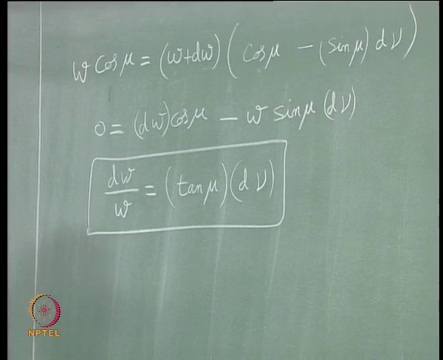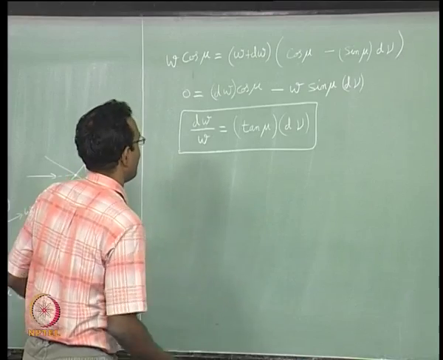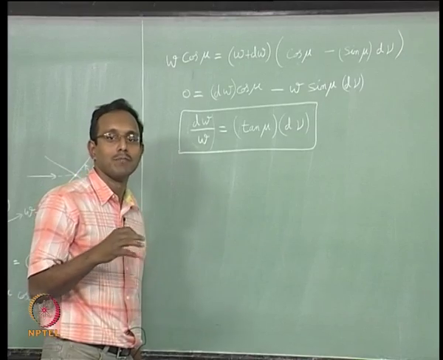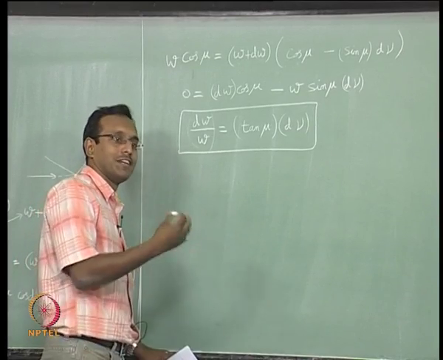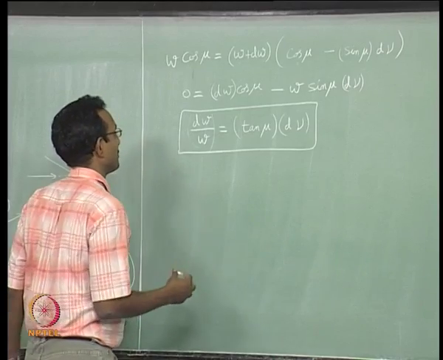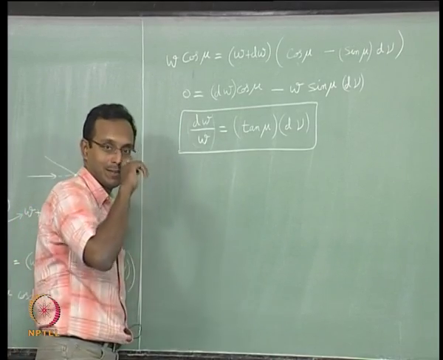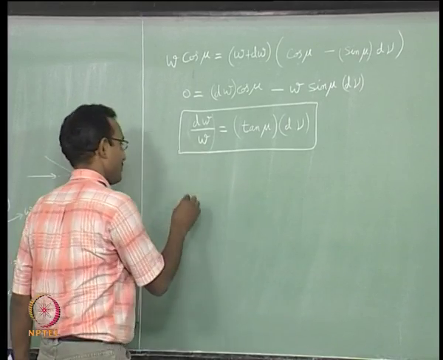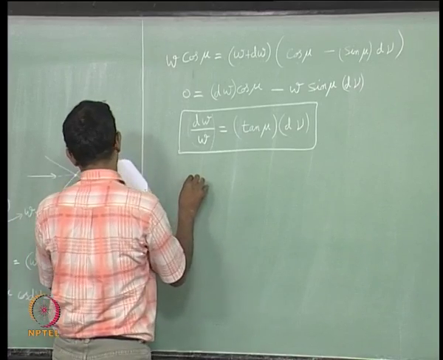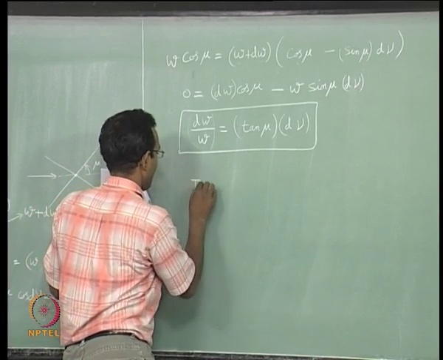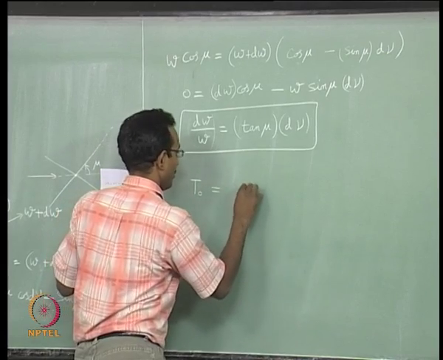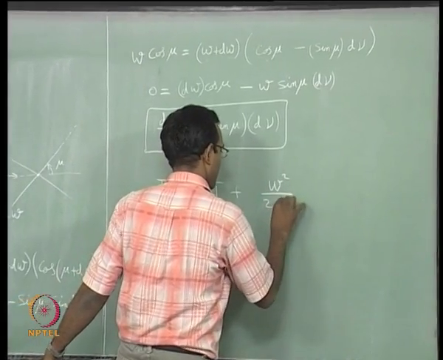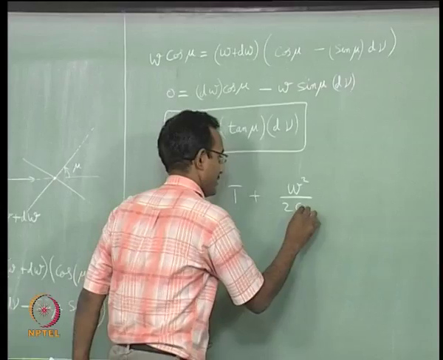Now, the next thing we want to do is get rid of this dw by w and keep only Mach number in there, because we do everything in terms of Mach number to simplify the expression. Otherwise, I need to know the exact velocity there and then work with that. It is more complex if we do this. So, we will start from our energy expression. T naught equal to T plus W square by 2 Cp. This is how we started the energy expression.